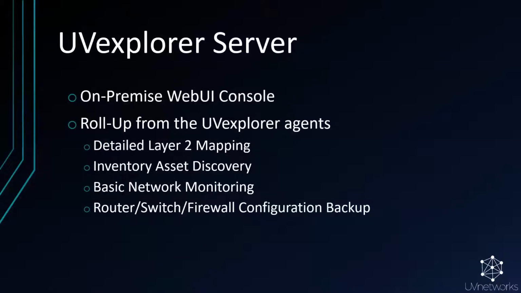UVexplorer Server is our main console product. It's an on-premise WebUI, and what it does is it rolls up all the information from multiple UVexplorer agents and provides it in a single user interface to log in and view all of the maps for those different locations. It also provides inventory asset discovery, basic network monitoring, and router switch firewall backups for your startup and running configs as well.